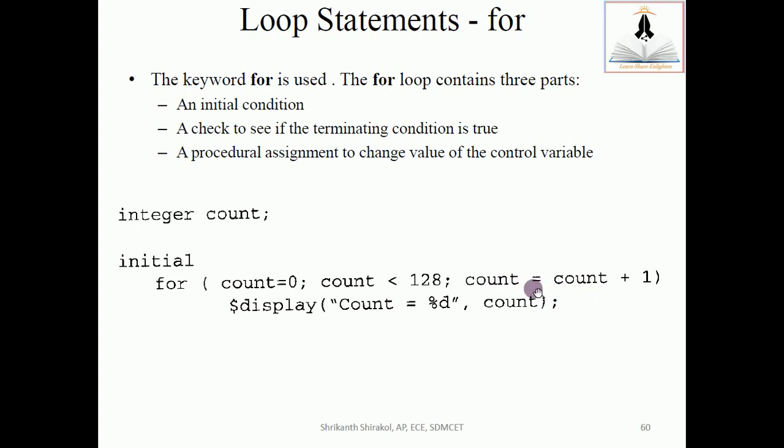The control variable is count. I'm incrementing it. You can increment or you can decrement. You can add 2 at a time, 3 at a time, whatever you wish. So when the condition is satisfied, in the console the display system task displays the count. Same example, we will take it in the Xilinx environment and check how it works.